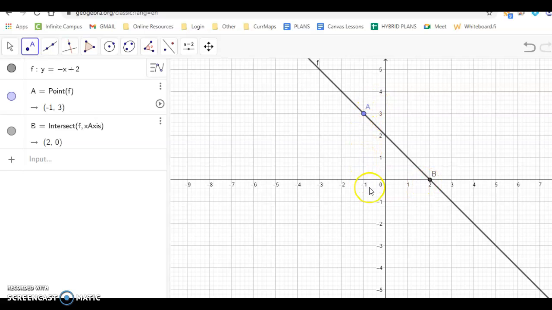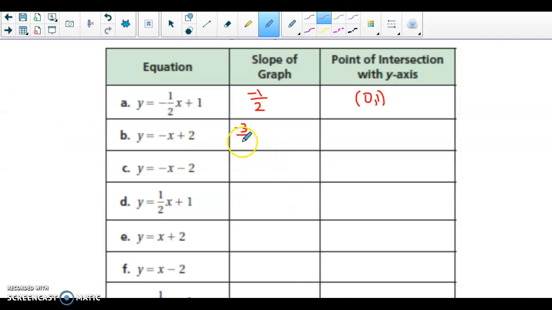We're going to go to the right now, so this is going to be a positive number. Positive 1, positive 2, positive 3. So we went down 3, right 3, so negative 3 over 3. And we need to simplify when we can. So that simplifies to negative 1.